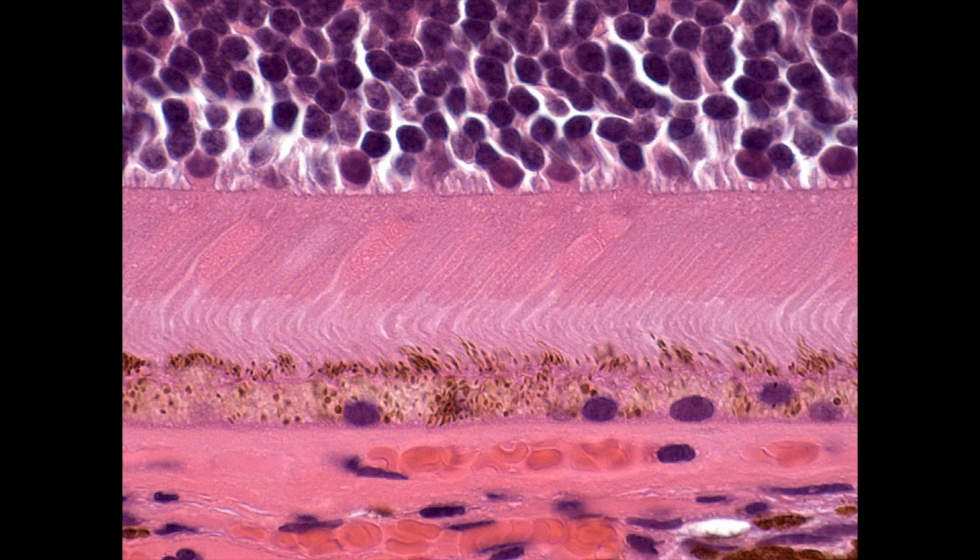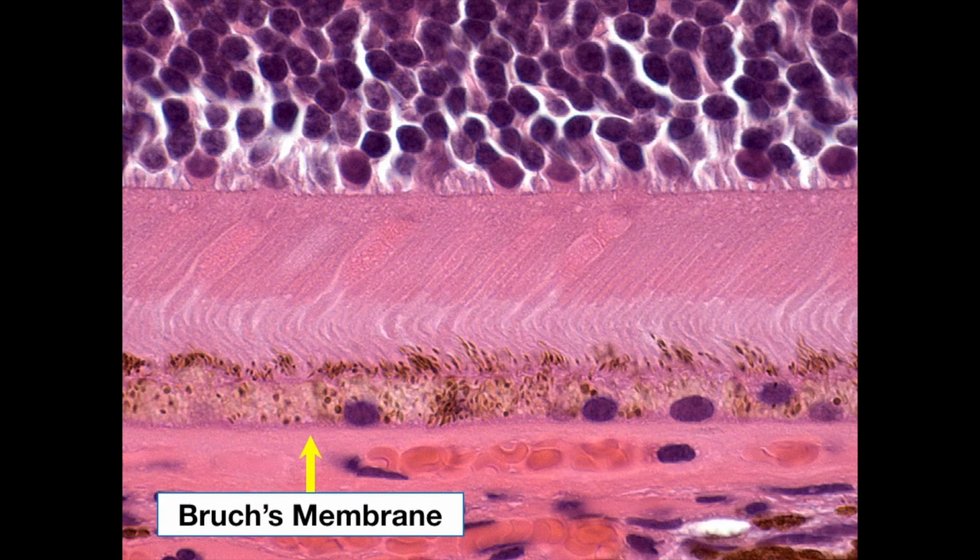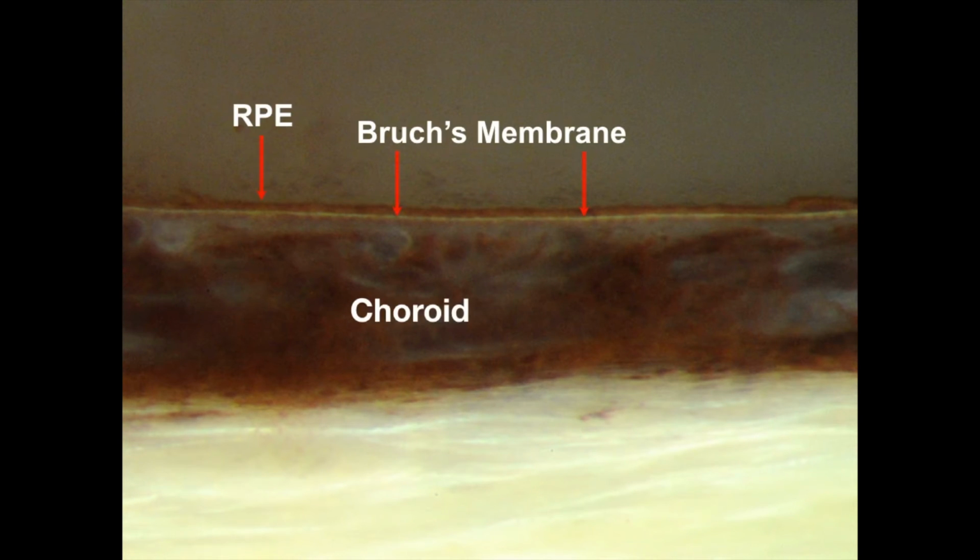The RPE rests on the inner surface of Bruch's membrane, the inner layer of the choroid. Bruch's membrane is an important anatomic barrier. Bruch's membrane appears as a white line beneath the RPE in this macro photo.